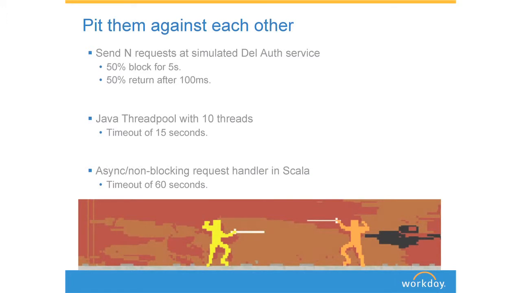So what I was curious to see is, now that we had two potential models to compare, our previous approach using ThreadPool and the Netty-based Play approach, to race them against each other and see how they actually perform in action. So we sent n requests into a simulated delegated authentication service, and we had half of the requests go to this one node that's experiencing this partial failure, so it was waiting for 5 seconds before it serviced the request, and the other half go to a node that was running quote unquote normally and returning after 100 milliseconds.